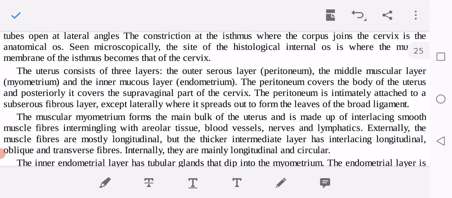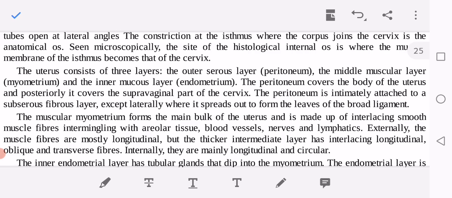So the uterus consists of 3 layers: outer serous layer, peritoneum, the middle muscular layer, myometrium, and the inner mucous layer, endometrium. The peritoneum covers the body of the uterus, and posteriorly it covers the supravaginal part of the cervix. The peritoneum is intimately attached to the subserous fibrous layer except laterally, where it spreads out to form the leaves of the broad ligament. So laterally, what happens is that the peritoneum forms the broad ligament.